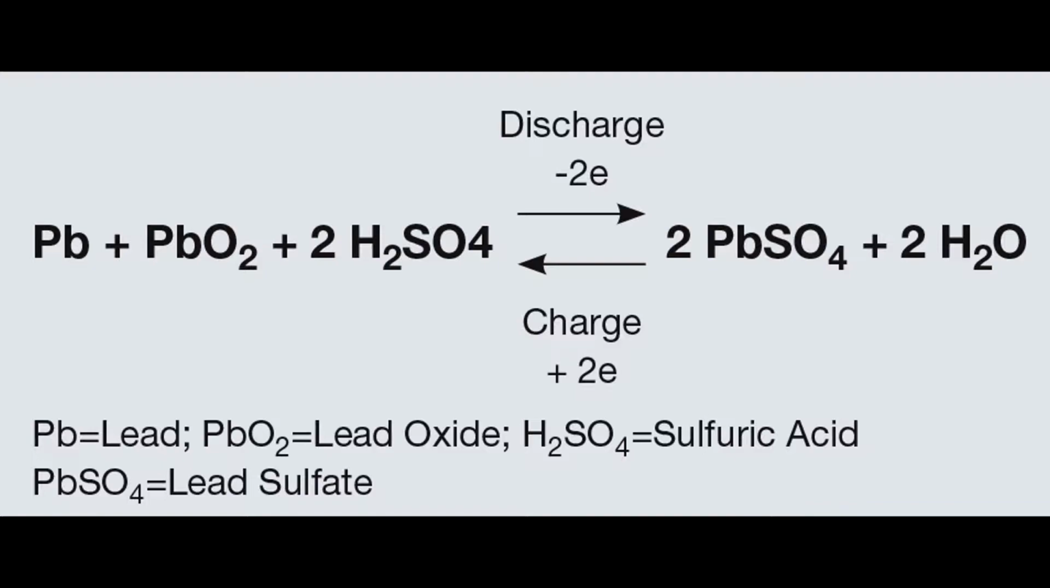Lead oxide and sulfuric acid go through the cycle of giving electrons, which discharges it, and it converts to two lead sulfate molecules and two water molecules. The discharged compound then goes back into the battery where it stays discharged until charged again.